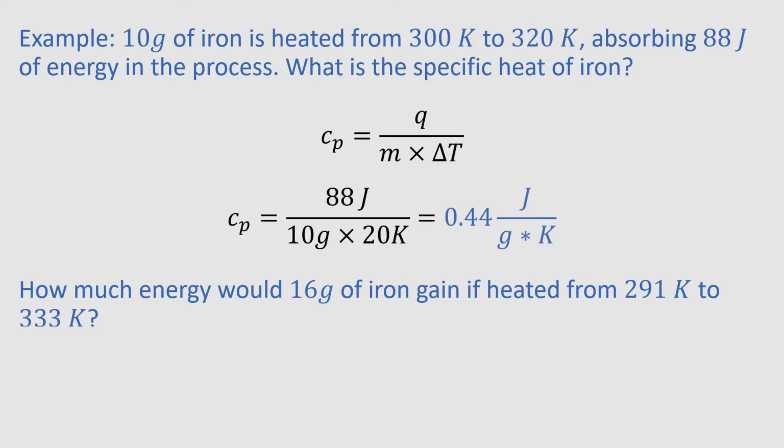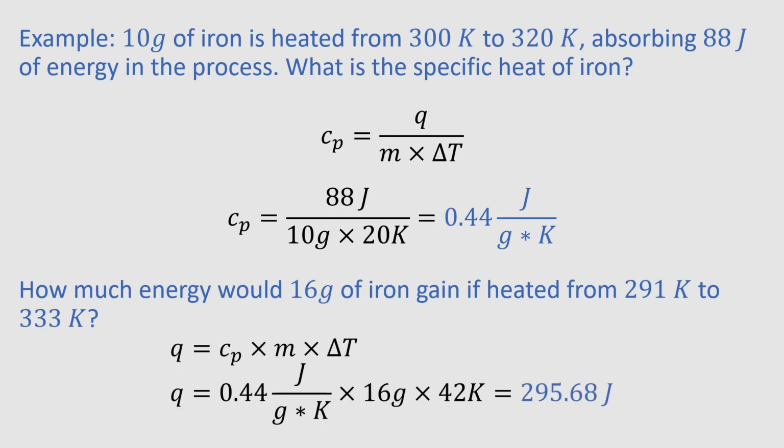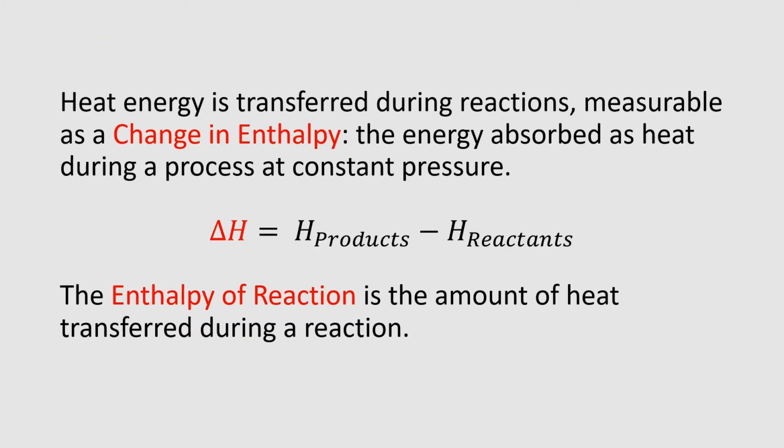Thankfully, we can use our equation for specific heat, Q over m times delta T, and put 88 joules over 10 grams times 20 Kelvin, and we find that the specific heat of iron is 0.44. We can actually look this up, and you will find that this is in fact the correct specific heat of iron. We can then use this newfound knowledge to find out how much energy in joules as our units would 16 grams of iron gain if heated from this temperature. And when we do so, we can actually rearrange this equation to solve for Q, and upon doing so and using our new numbers, we would find that it gains 295.68 joules of energy.